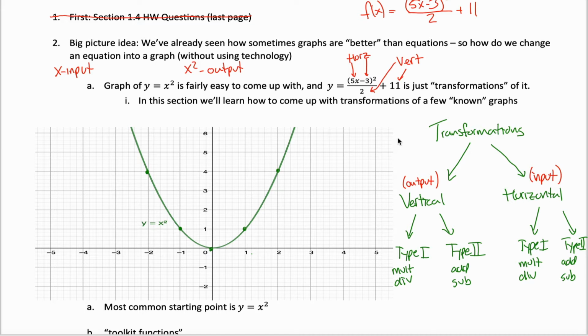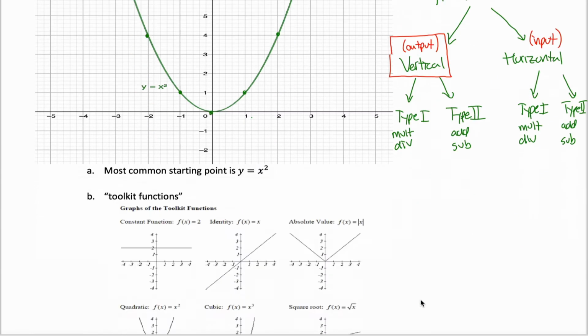What you'll see in this video and the next are that vertical transformations are the ones that kind of work out nicely, whereas the horizontal ones are the ones that are really tricky. In this video, we're going to be talking about vertical transformations, the kind of nice ones, the ones that you get by messing with the output of a function. Let me give you a better example.